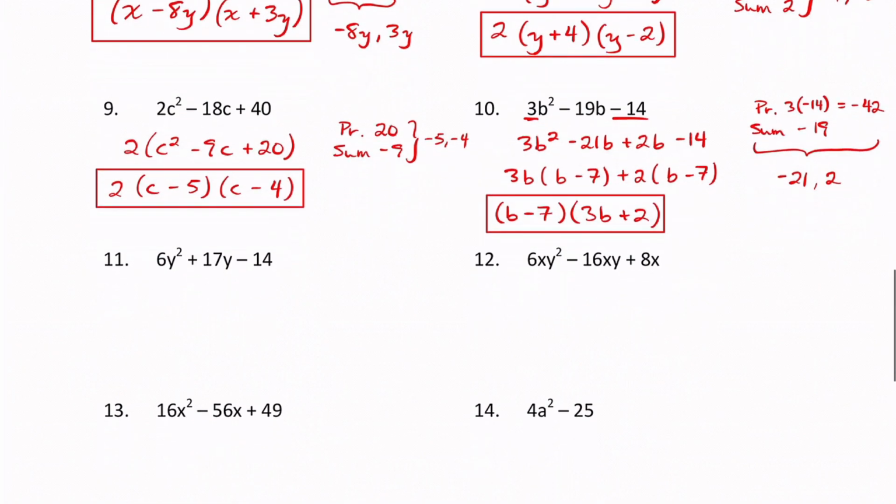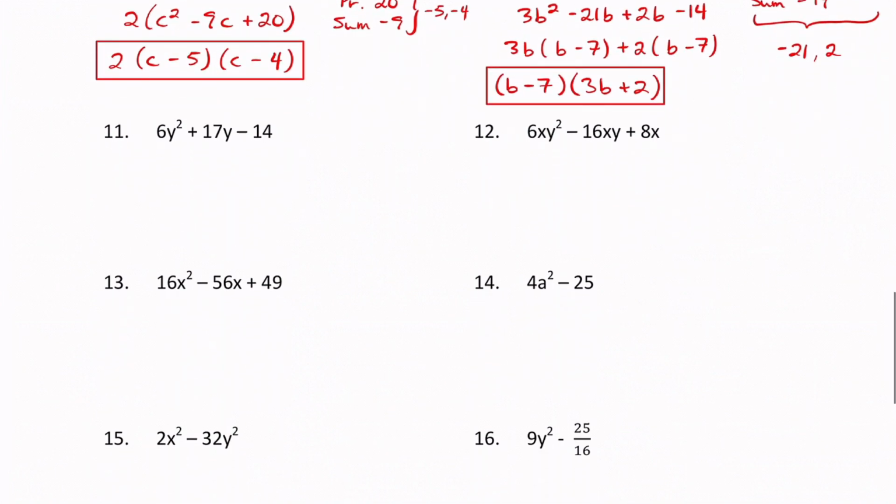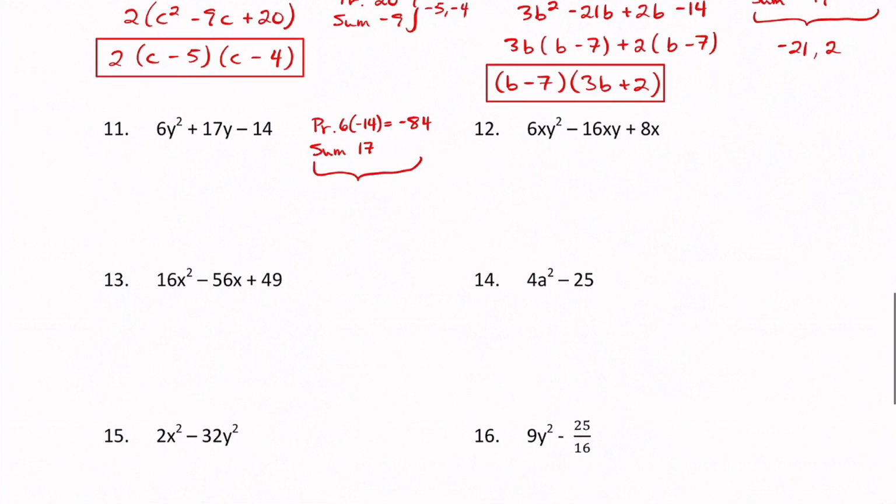Now with number 11 here, there's no terms that I can pull out from all three, so we're going to have to start again with the product and the sum. So product is 6 times negative 14, and that's going to give us negative 84. And then the sum is 17. Okay, so looking for two numbers that multiply to negative 84 and sum up to 17. Those are 21 and negative 4.